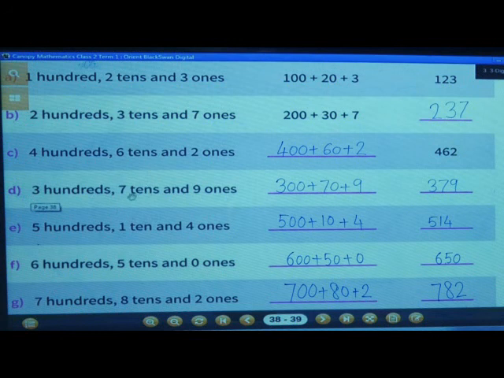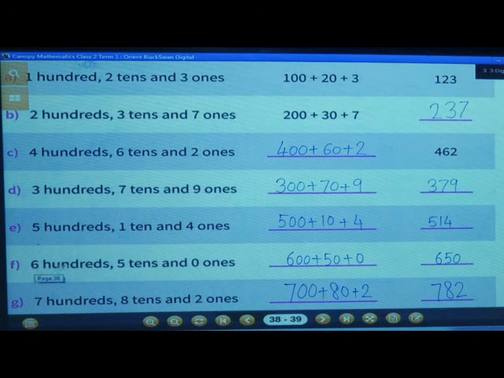Then 300, 7 tens and 9 ones, that is 300 plus 70 plus 9, that is 379. Then E1, 500, 1 ten and 4 ones, that is 500 plus 10 plus 4, that is 514.